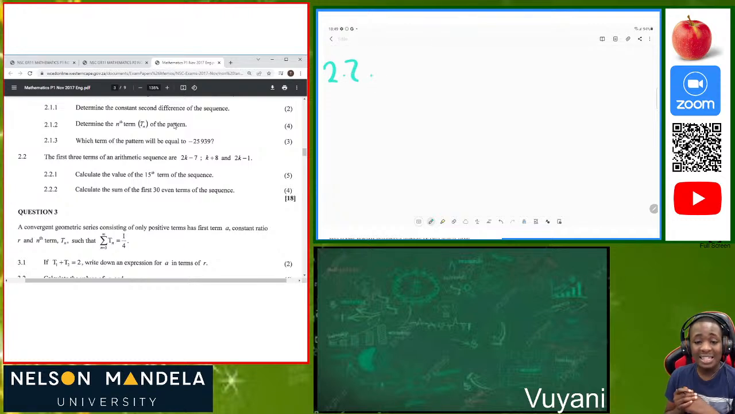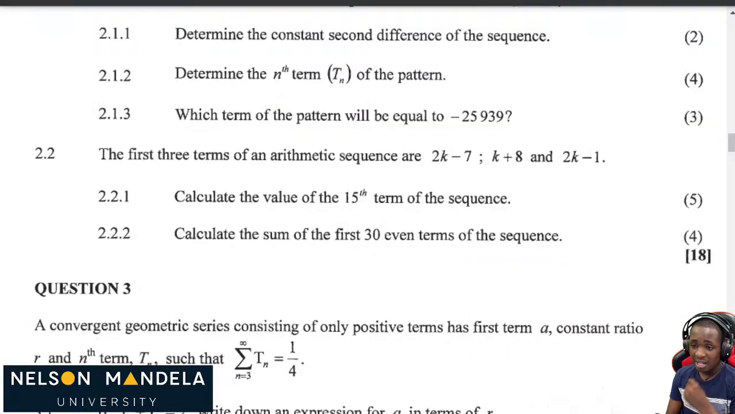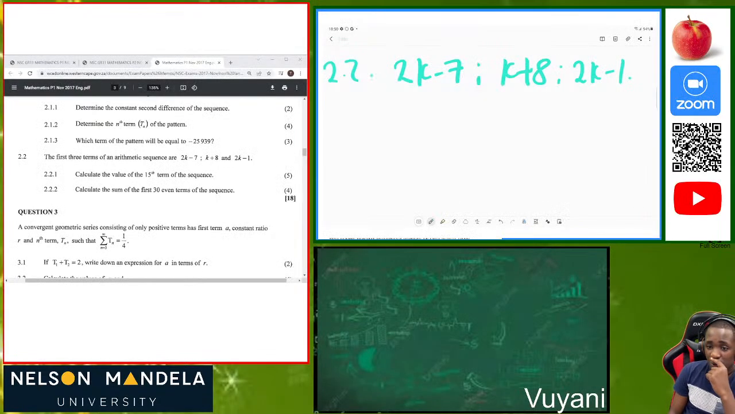Now they are saying the first 3 terms of an arithmetic sequence are 2k minus 7, k plus 8, and 2k minus 1. So we are given that the first 3 terms of our sequence are 2k minus 7, k plus 8, and 2k minus 1. They are saying calculate the 15th term of the sequence. So what we have to do first is determine the nth term formula so that we can calculate the 15th term.